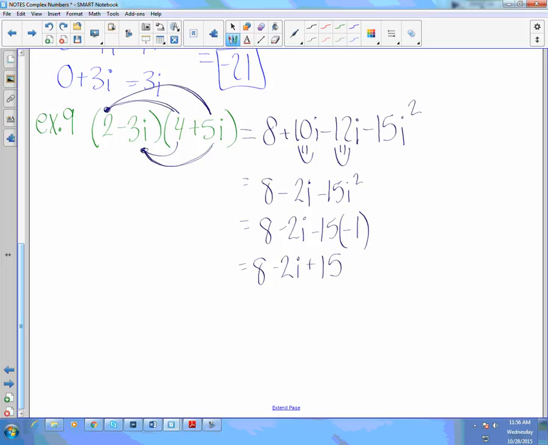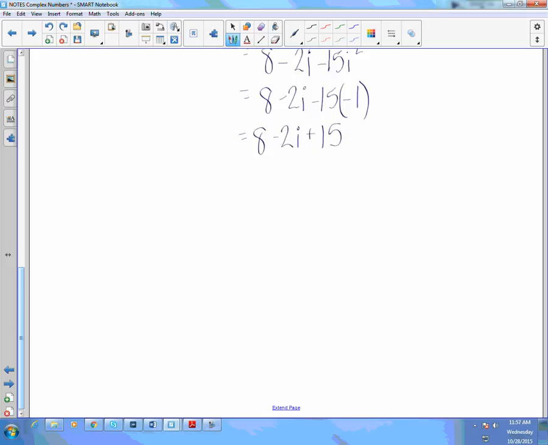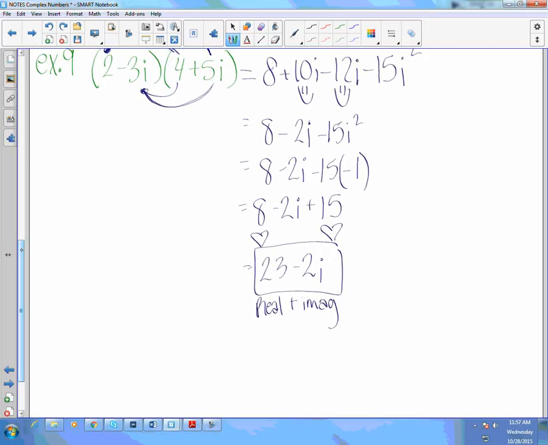Combine the real terms. 15 and 8. Those are the real pieces, right? 15 plus 8 is 23, and then an imaginary piece, minus 2i. It's in the right order because we have the real plus the imaginary piece. So it's pretty much the same problem you already know, just with a new step, which is changing all i squareds to a negative 1.